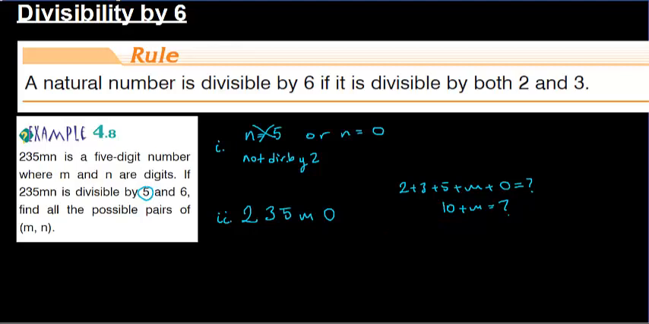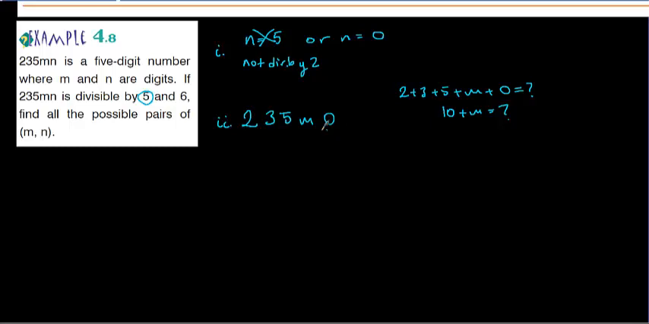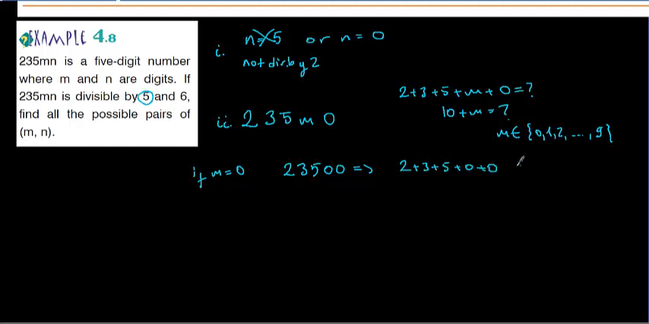Now, as in the previous questions about divisibility by 3, if you remember, we were trying the numbers. Possible M values are: M is an element of 0, 1, 2, up to 9. So we should try the numbers. As I see, the sum is 10 plus M. If M is equal to 0, the number is 2, 3, 5, 0, and 0. Then 2 plus 3 plus 5 plus 0 plus 0 is going to be equal to 10, and 10 is not divisible by 3.